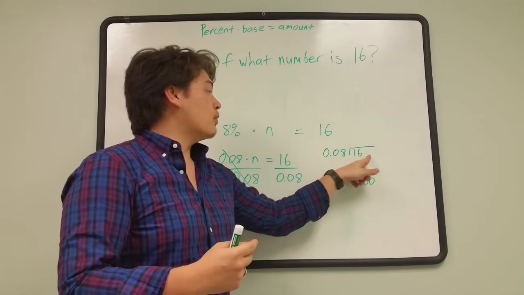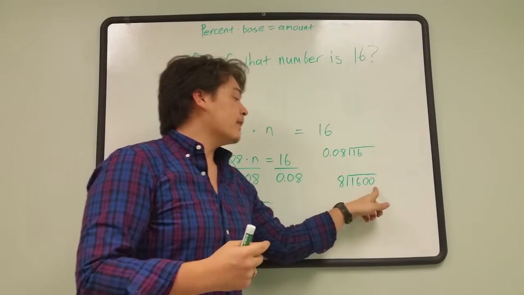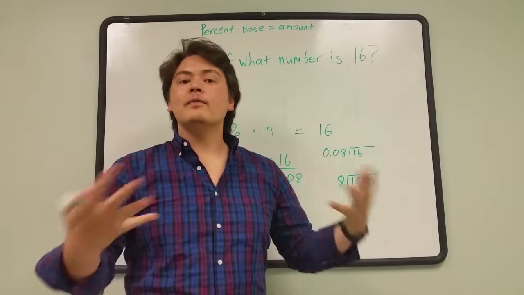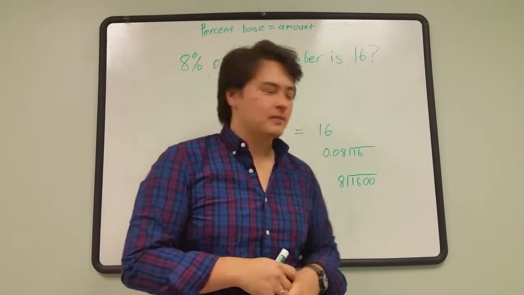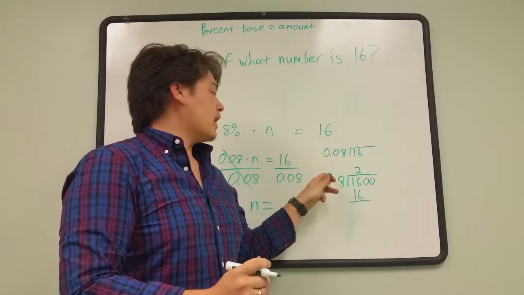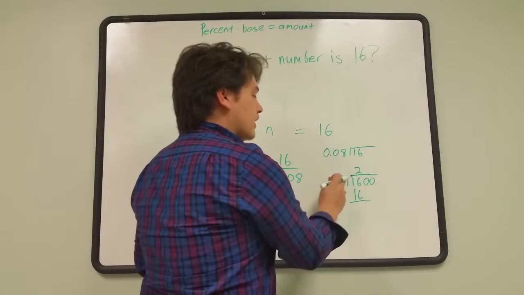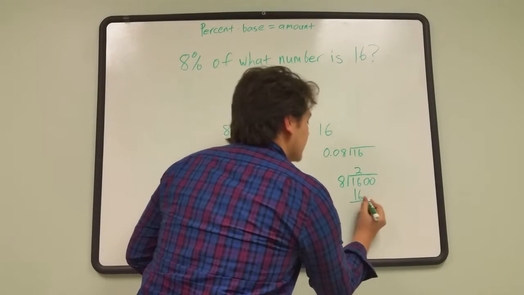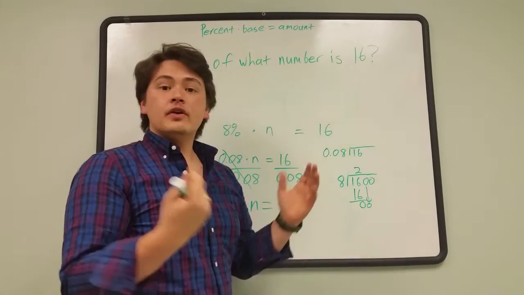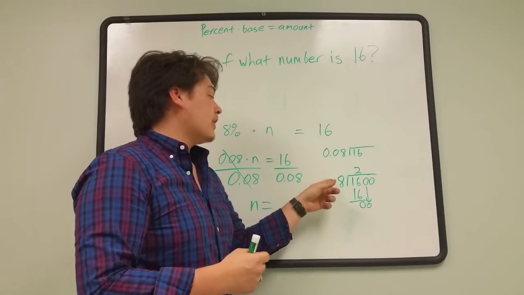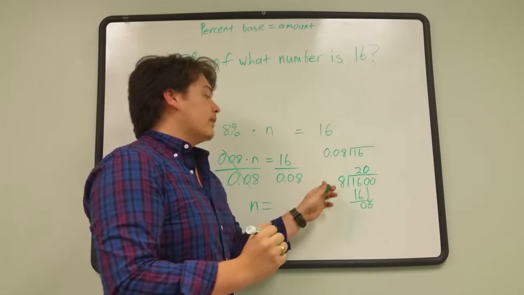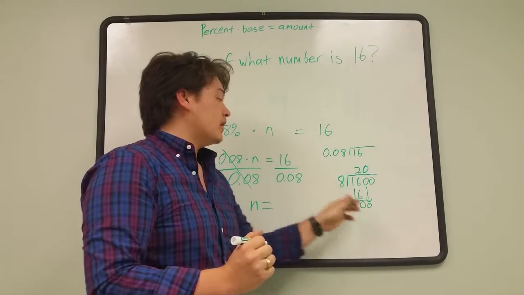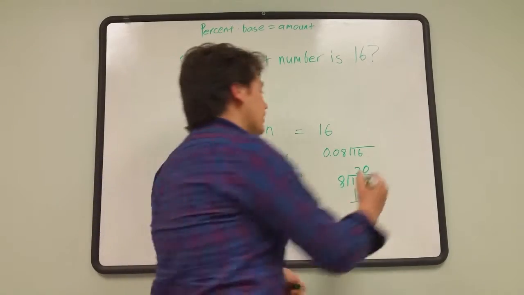Moving this 2 points over makes it 1,600, and therefore we can make it a little bit easier dividing with whole numbers. So 2 times 8 is going to give us 16. 16 subtracted by 16 is going to give us 0. From here, what times 8 gives me 0? That's going to be 0. And the next number, what times 8 gives me 0? That's also 0.